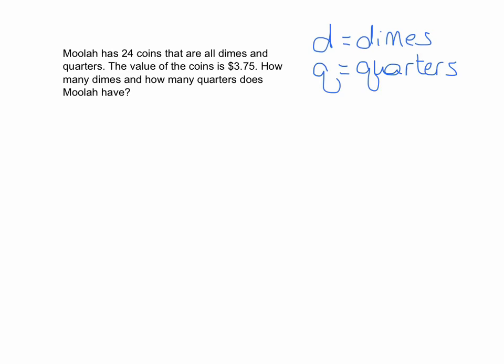Now, the 2 pieces of information that are going to give us our equations. 24 coins. How do we get his total coins? Well, we add up his dimes and his quarters. And when you put his dimes and quarters together, he has 24 coins, okay? Now, the value, that means how much it's worth. The value is $3.75. That's the next thing we're going to use.